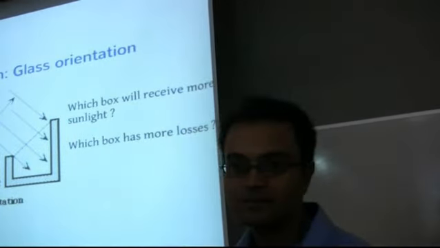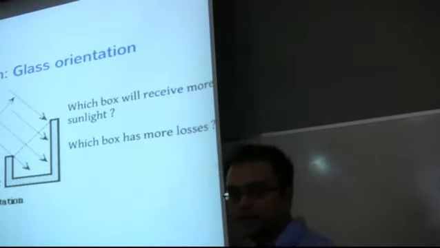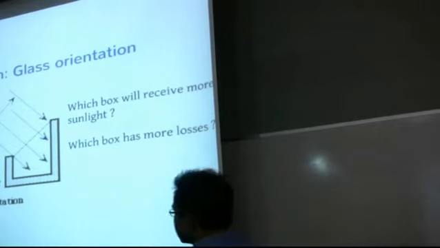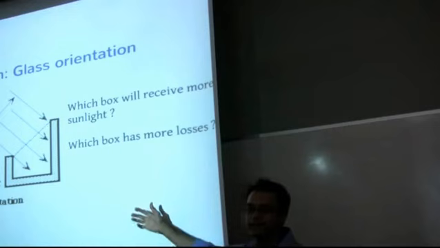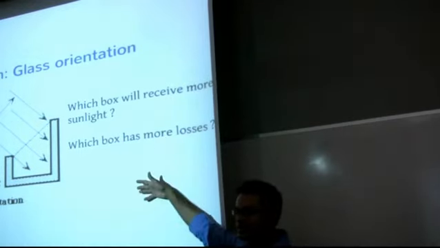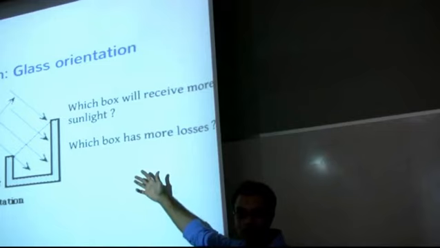I thought box 2, because it has more area. More surface area. Okay, yeah, that's right. Exactly. So, what does that say? That says you might be collecting more light, but you might be losing more light.